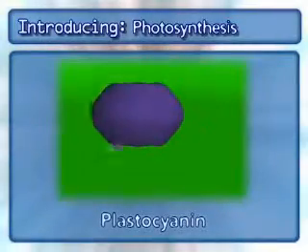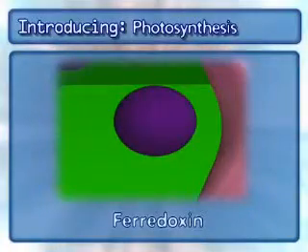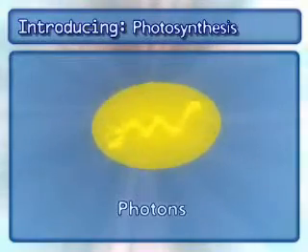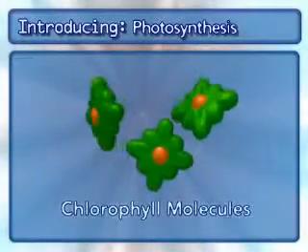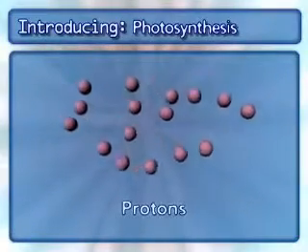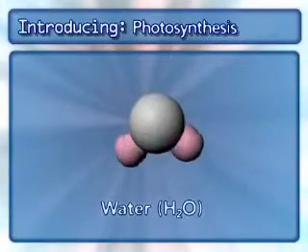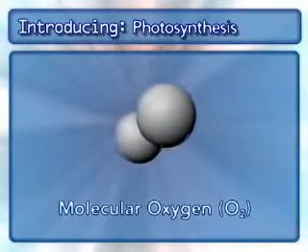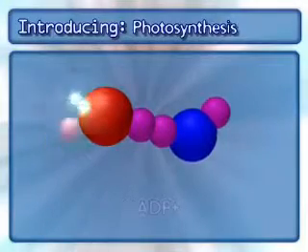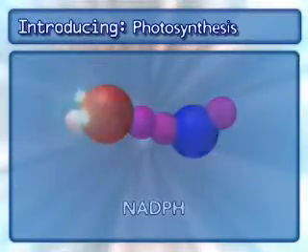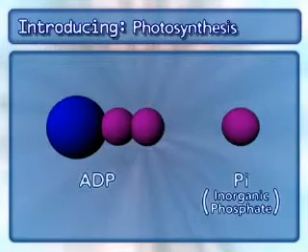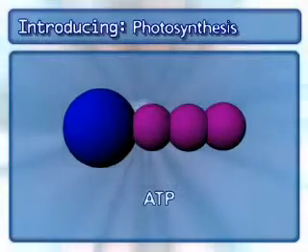plastocyanin, and ferredoxin. Other key components include photons, chlorophyll molecules, protons, water, molecular oxygen, NADP, and the electrons to form NADPH, and ADP and Pi, which combine to form ATP.